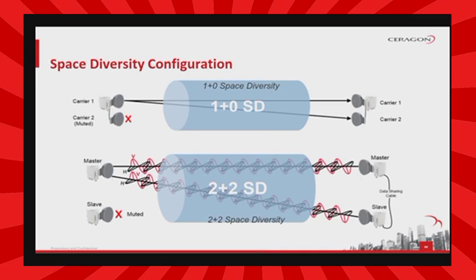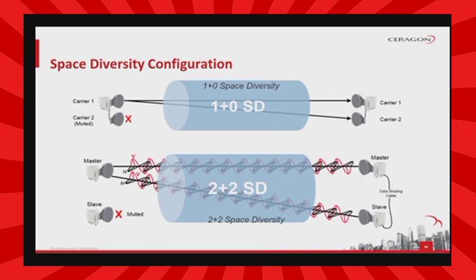2+2 space diversity. The 2+2 space diversity configuration utilizes 2 IP20C units on each side of the link, with both radio carriers activated in each unit. In each IP20C unit, both radio carriers are connected to a single antenna. 1 gigabit port on each IP20C is connected to an optical splitter. Traffic must be routed to an optical gigabit port on each IP20C unit. Both carriers of the slave unit are muted.